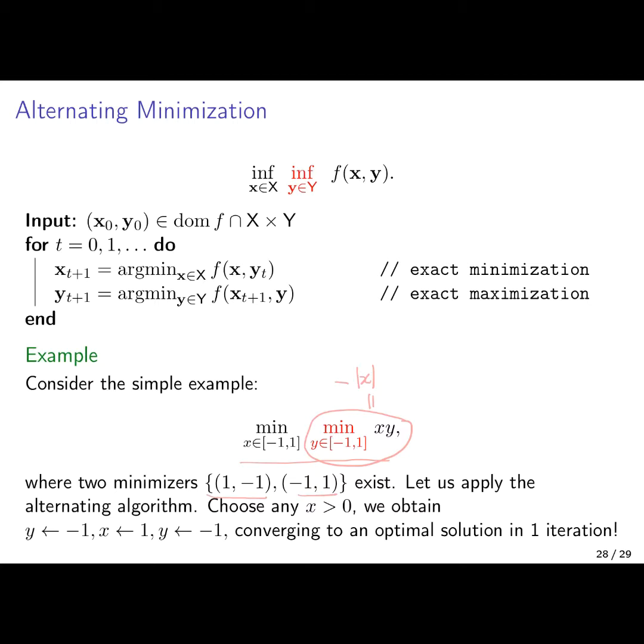For instance, if you select x to be greater than 0, then if you fix x, because x is positive, then y should be minus 1 in order to minimize. Right, so y is minus 1. So now if you fix y to be minus 1, then for x to be minimizing, x should be 1. And then for x to be 1, if you want to minimize y, y should be minus 1. So we have converged. Okay, and indeed, this 1, minus 1 is an optimal solution. Okay, so the alternating algorithm works for this example.